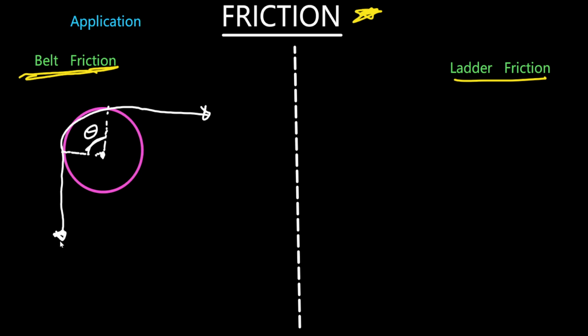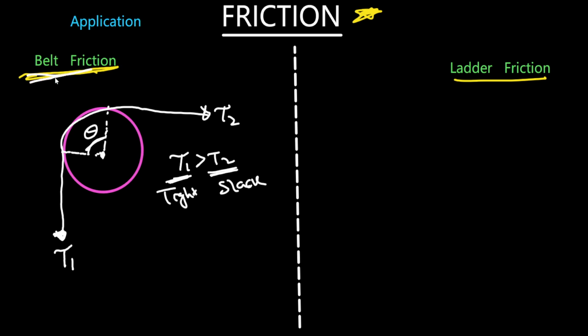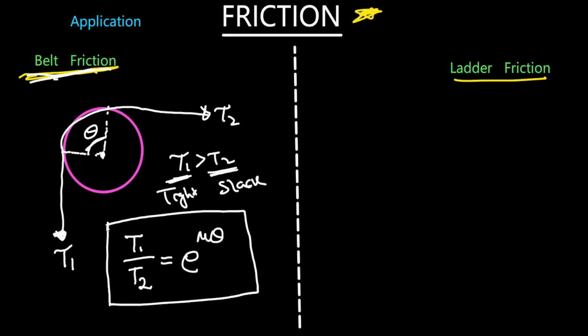Suppose this is the rope having tension T1 and T2. If T1 is greater than T2, it is tighter, the larger one. This is the slack side and this is the tight side. So belt friction directly says tight side tension T1 divided by slack side tension T2 is equal to e to the power mu theta. Getting my point? This is simply belt friction.